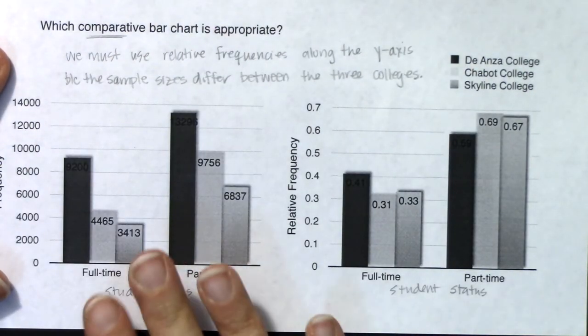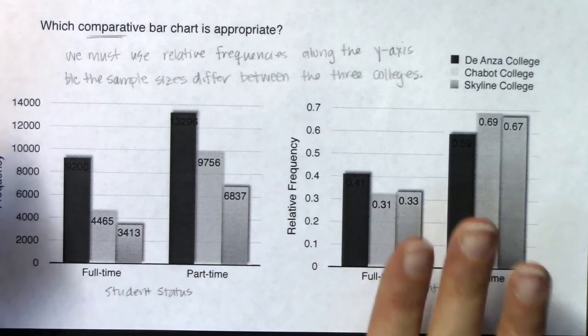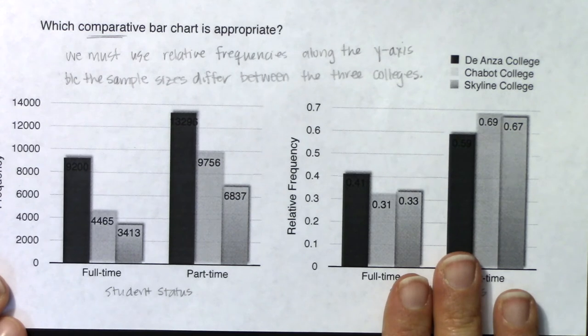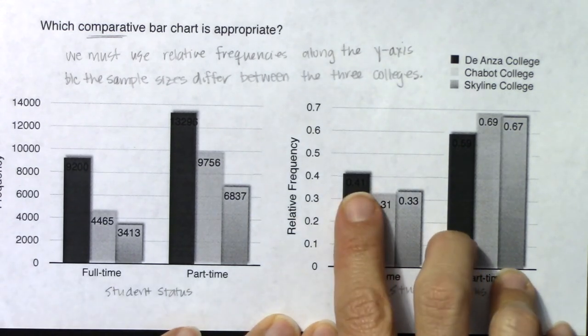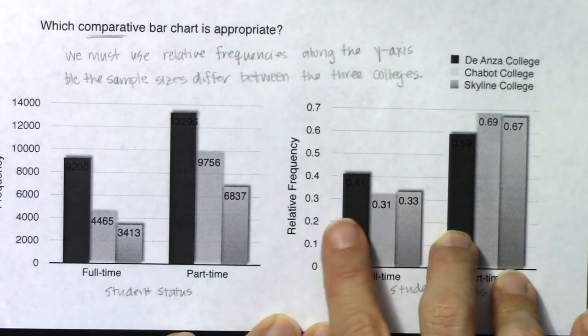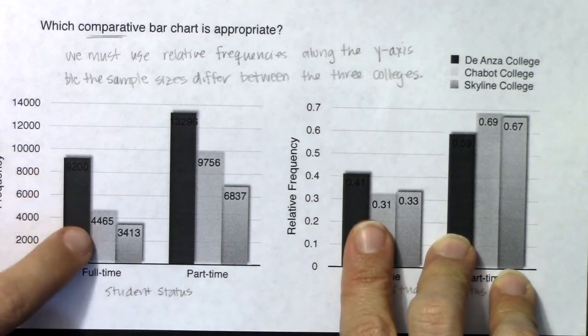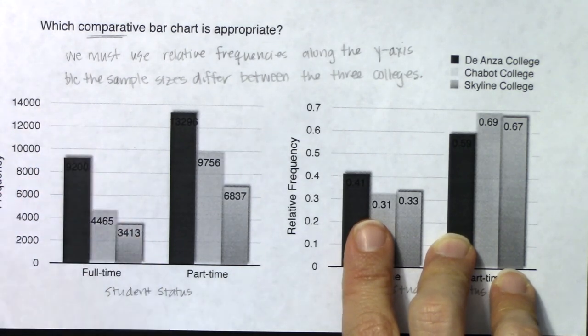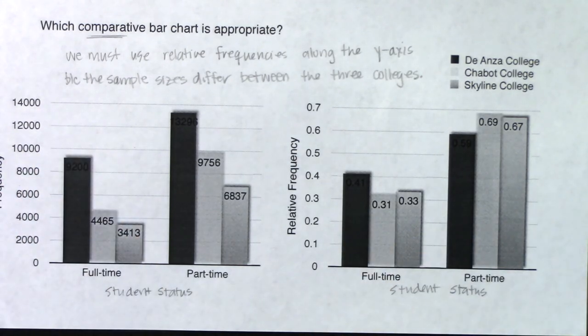Okay, so anytime you have different sample sizes, you're gonna wanna use relative frequencies. You need some kind of comparative statistic. All right, so 41%, 31%, 33%, I can compare those. These are just on different scales. 9200, 40, 465, 34, 13. These are just on different scales, and I can't compare those to those three, in this case, numbers.